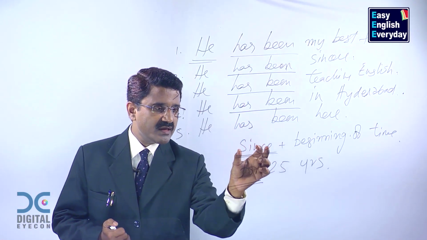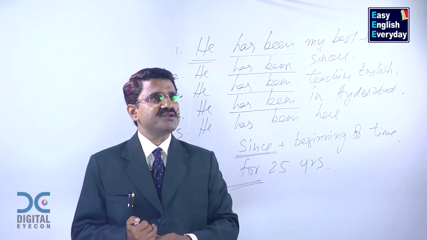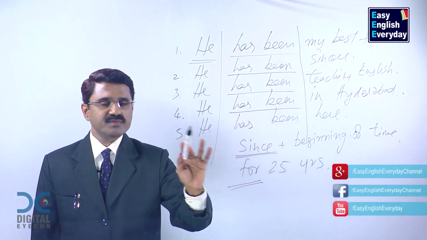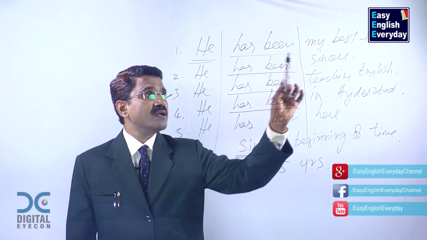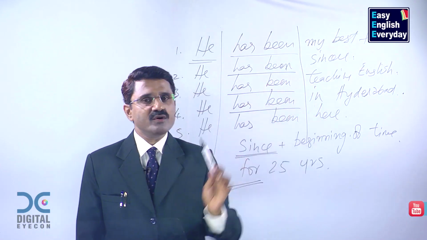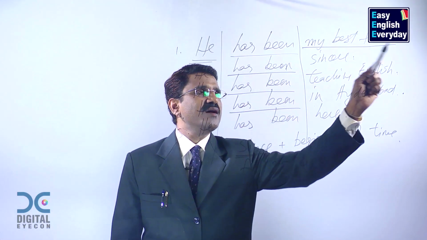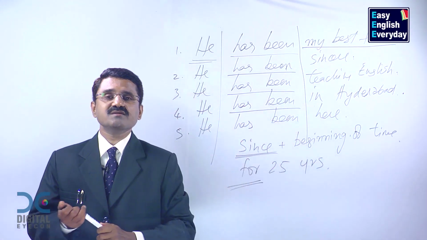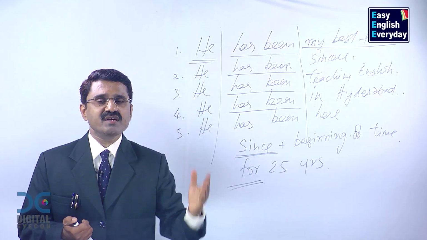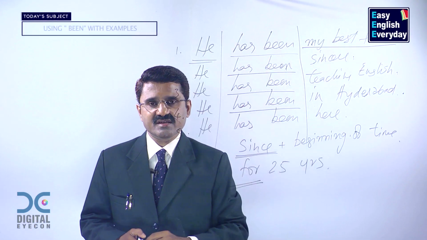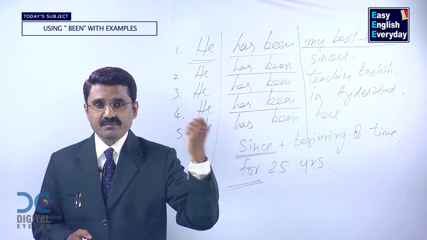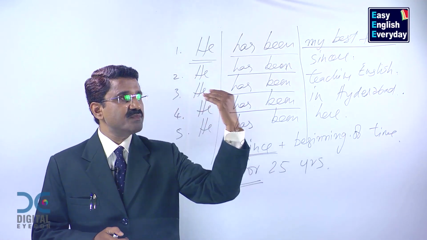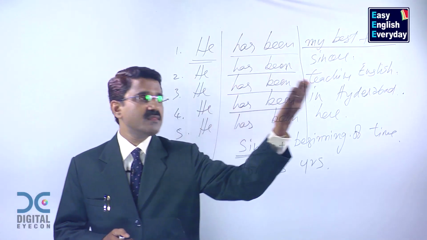So this is the way of talking about beginning and duration. So this is subject, this is verb. Has been, third person singular, so we use has been. Now what about these things? If you observe carefully, this is noun, with or without adjective. He has been a doctor, he has been a lawyer, he has been a teacher, he has been a journalist, he has been a photographer. This is adjective. He has been good, he has been bad, he has been corrupt, he has been honest, he has been sincere, he has been regular, he has been punctual, and what not.